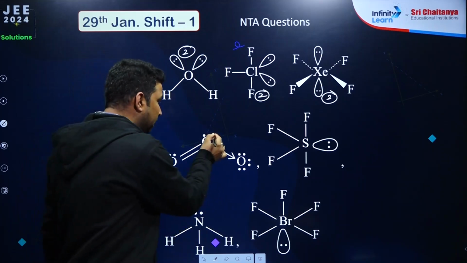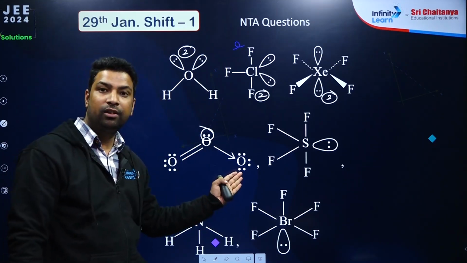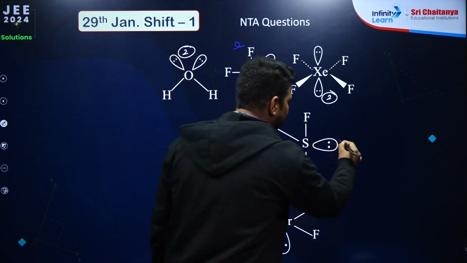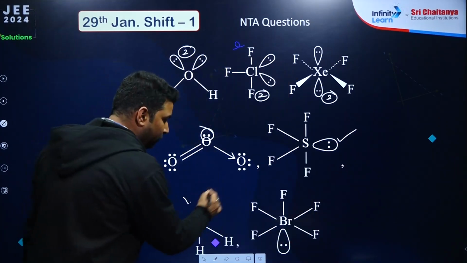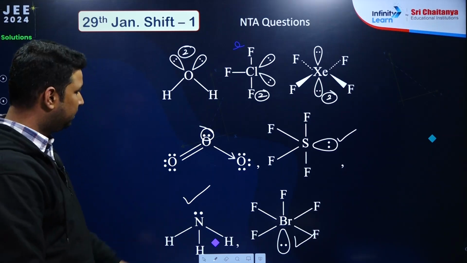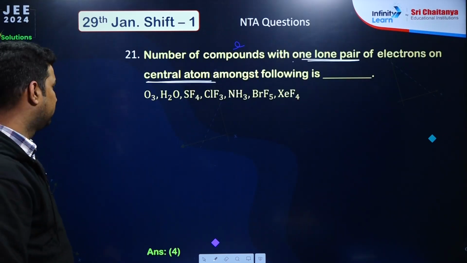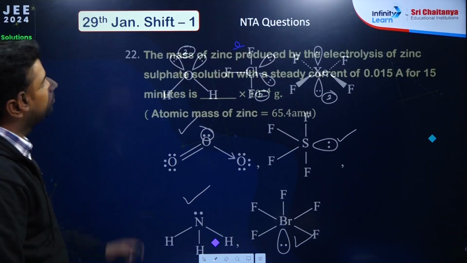Ozone has only one lone pair, because one lone pair is involved in the coordinate bond. SF4, one lone pair. NH3, one lone pair, and BrF5, one lone pair. How many structures are there? 4 structures are there. So what should be the answer? Answer is 4. Okay. So this was a nice question.